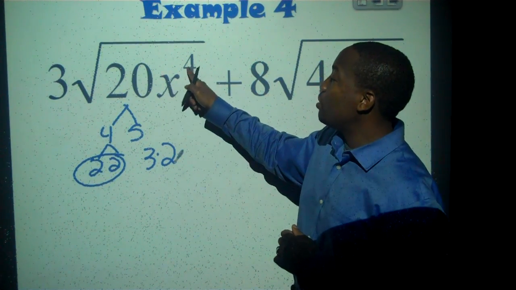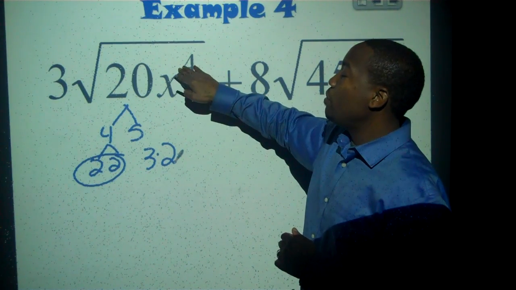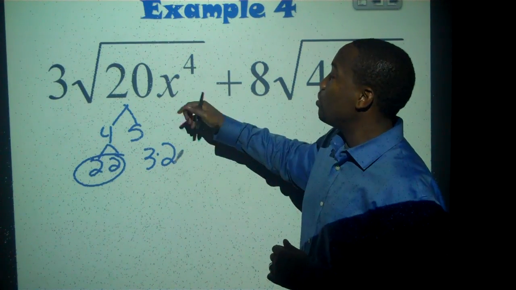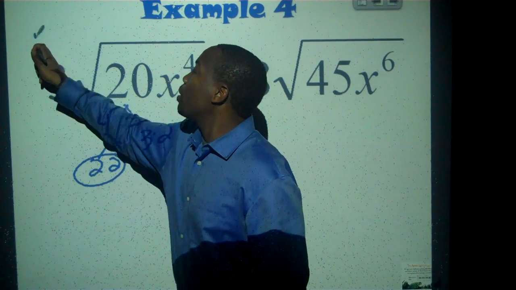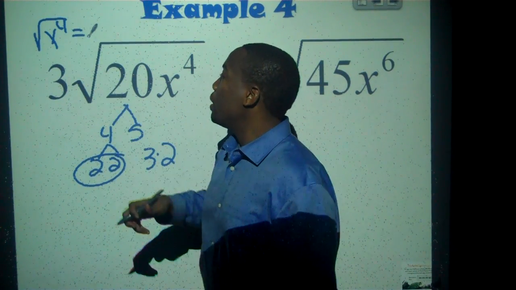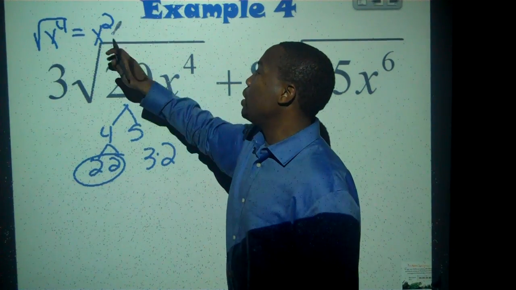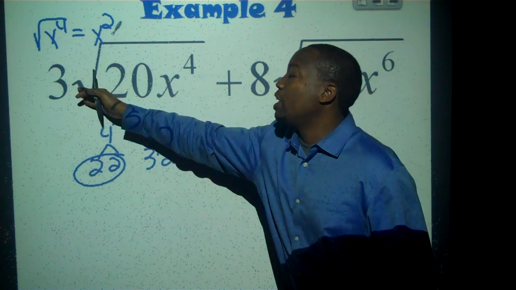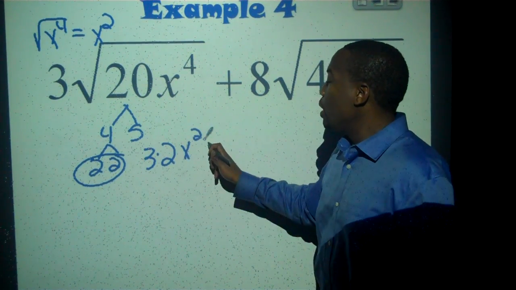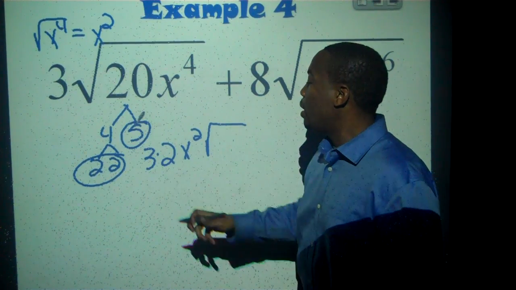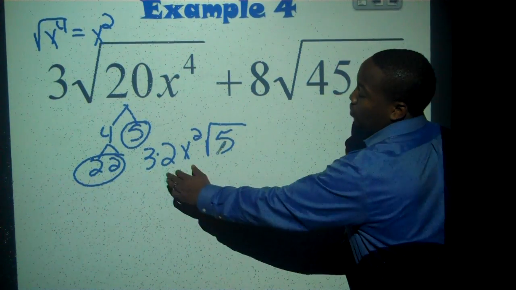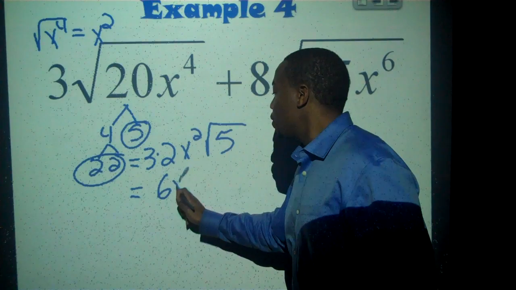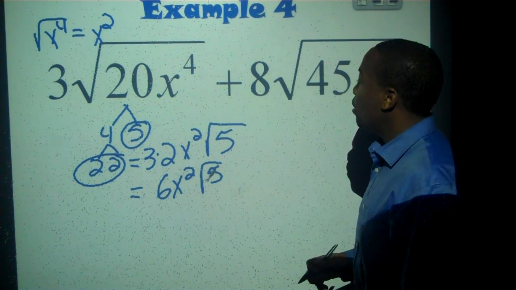Now, also I have an x to the 4. Based on what we learned before about simplifying radicals, the 4 needs to be divided by 2. So the square root of x to the 4 is just going to be x squared, because all you got to do is take the 4 and divide it by 2. So that comes all the way outside. So this would be x squared. And what I have left over right here is just my 5, so that'll be root 5. So 3 times 2, x squared root 5 becomes 6x squared root 5. Alright?